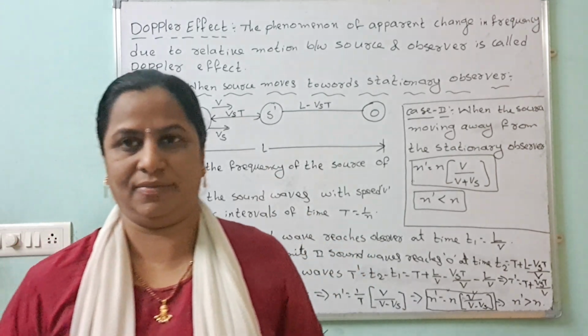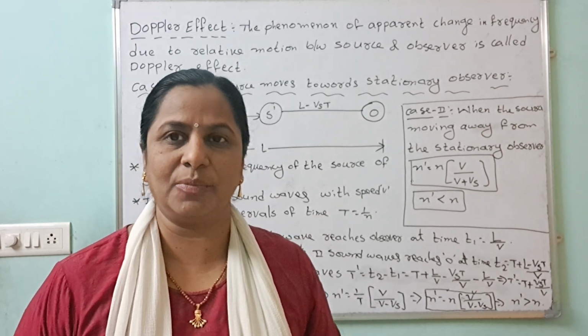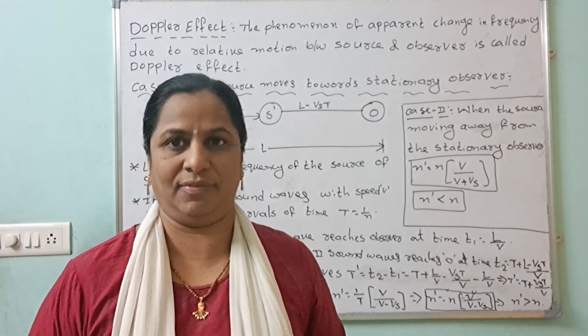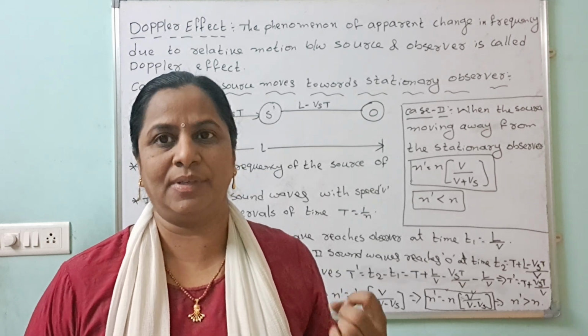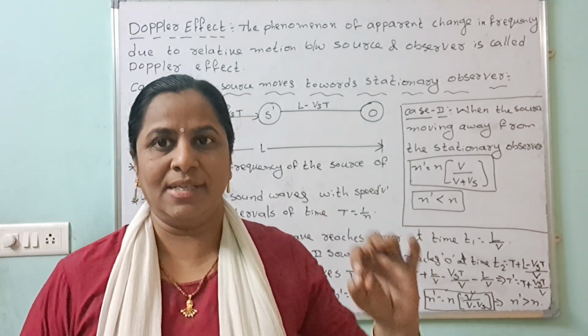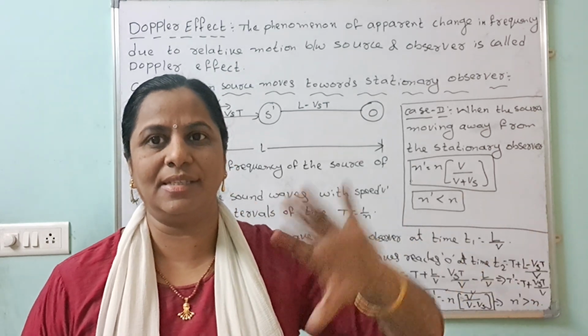What is the Doppler effect? The apparent change in the frequency due to relative motion between the source and observer is called what? Doppler effect. When you are standing on the platform, the train is moving towards you. That sound, you can observe more sound. Why? Frequency is more. When the same train is leaving from you, we observe slowly the frequency is decreasing.